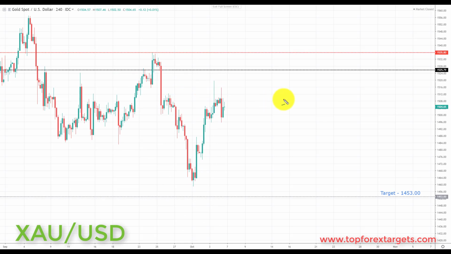And last but not least, we have gold. Now, last week we highlighted the 1525.790 as an area to look for a pullback in gold. We did get a pullback towards this area. We haven't come up and tested it just yet. So very simply put, we're looking for further declines overall in this market.